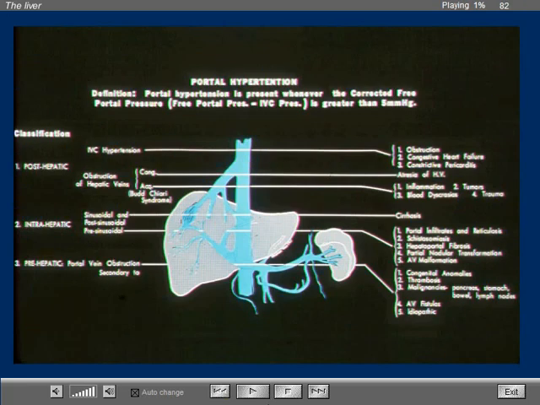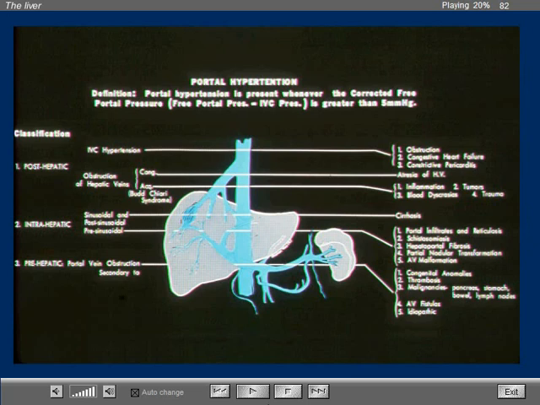Portal hypertension is defined when the corrected free portal pressure, which is the pressure in the free portal vein minus the pressure in the inferior vena cava, exceeds 5 millimeters of mercury. If we do super selective catheterization of the hepatic veins and obtain a pressure with the catheter in the wedged position, usually that reflects the pressure in the portal vein. When we move to the free hepatic vein position, that reflects the pressure in the inferior vena cava. So a simple modality of doing manometry is to do hepatic vein catheterization.